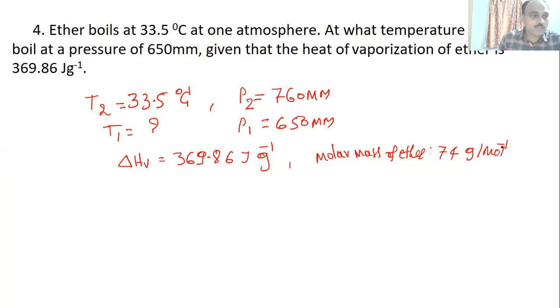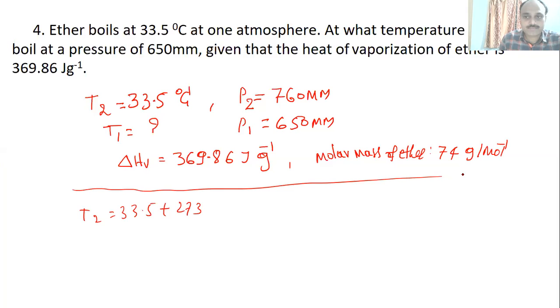Okay, so you can convert all the data. Here T2, that is 33.5 plus 273, will give you 306.5 Kelvin, and T1 is not known. Then P2 is equal to 760 mm, and P1 is equal to 650 mm. That is as it is.